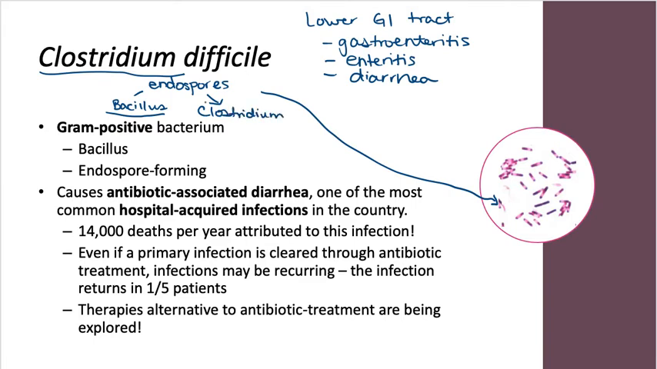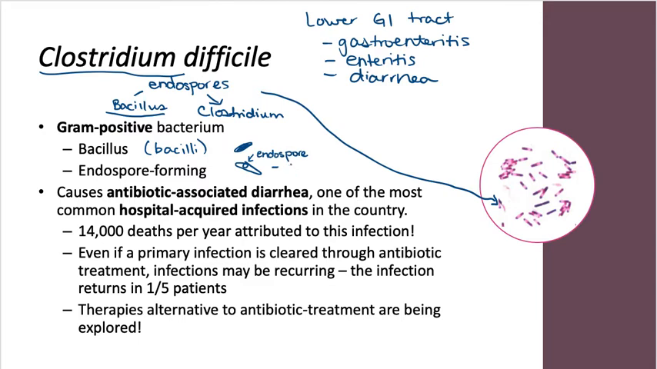All right, so C. diff, for short, is gram-positive, so it has that thick peptidoglycan cell wall with teichoic acids and lipoteichoic acids holding it together. It's bacilli in its cell morphology, which means it's rod-shaped, and it is an endospore-forming bacterium. And so after these vegetative cells die, the endospore can live for a long period of time, which makes it very hard to get rid of. It's very tough and resistant to killing.